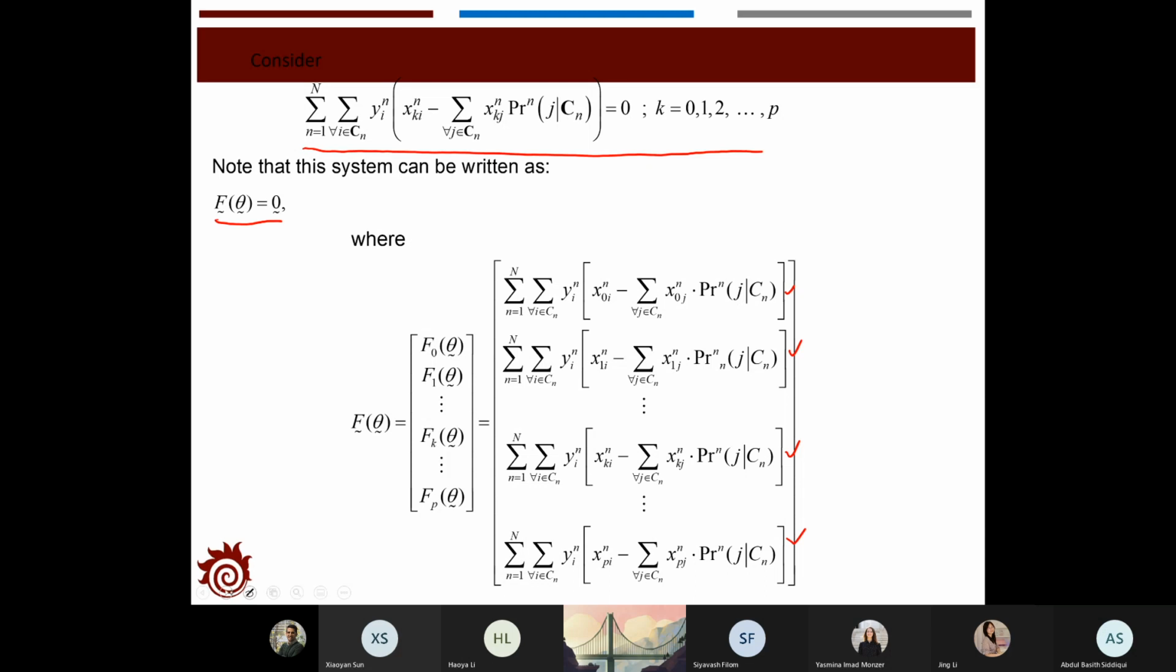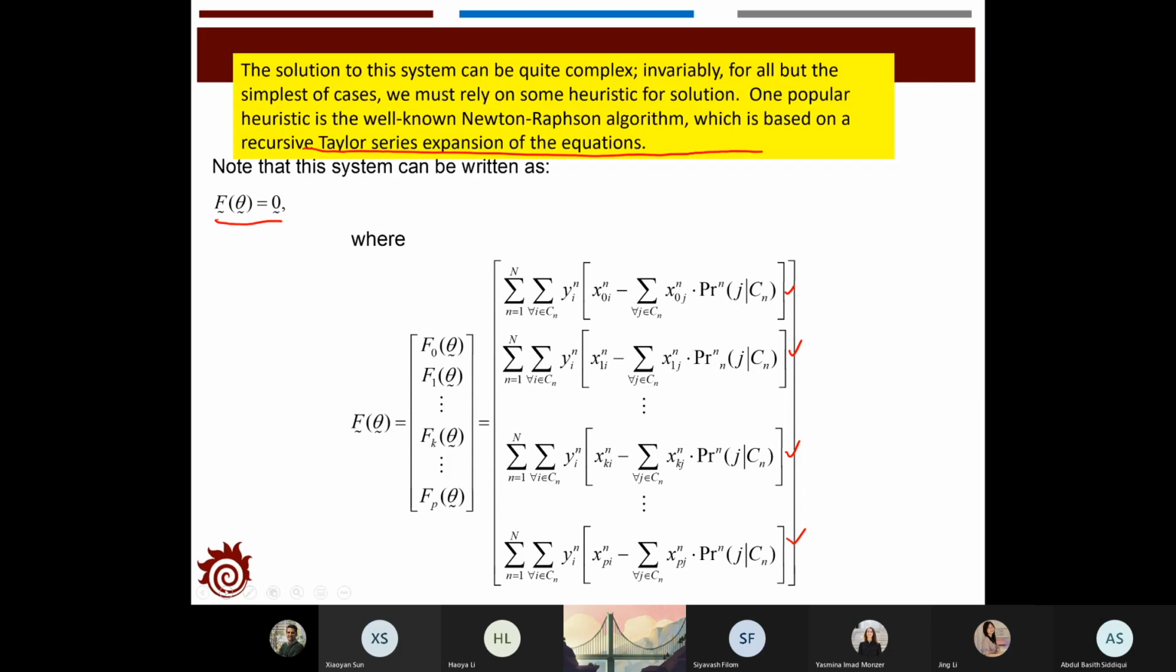Now we're going to apply the Taylor expansion to expand these p plus 1 equations, and then deploy the Newton-Raphson algorithm to conduct the iterations. It can help you quickly find the optimal solution of a very complicated formula.